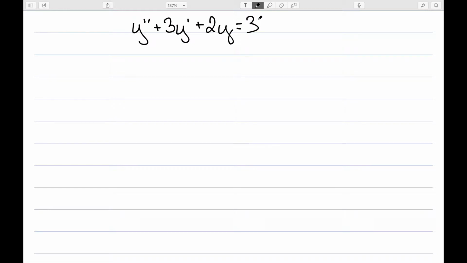Let's start with this one, where my f of t is just a constant. So I have y double prime plus 3y prime plus 2y equal to 3. The fact that this is equal to a constant here might tell us that y is just equal to a constant, since this involves y and its derivatives. Well, y prime would just be 0, since the derivative of a constant is 0, and y double prime would also be 0.